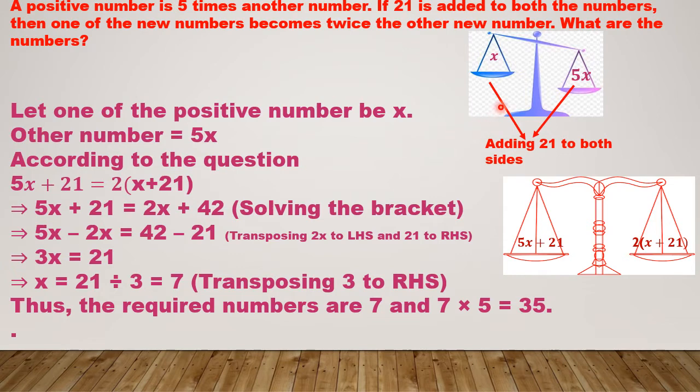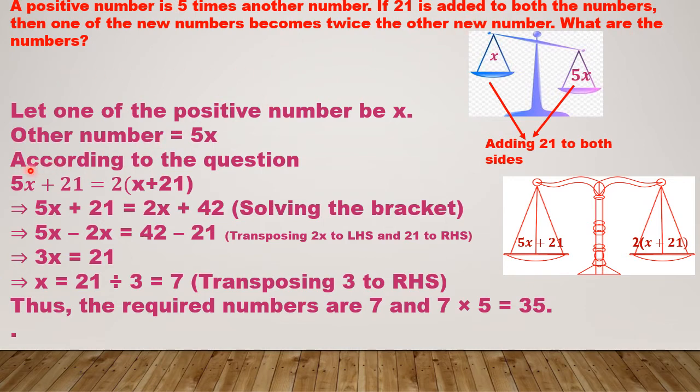be x. As you can see in the balance, x is the smaller one and the greater one is 5x, which is having weight, hence it is imbalanced at present. The other number is 5x. These two steps are about the numbers which we are going to find out.